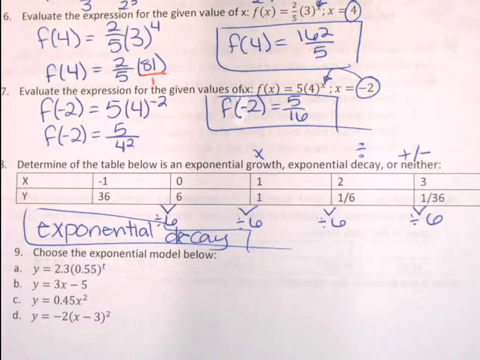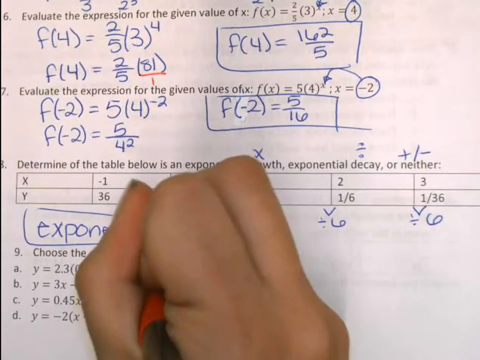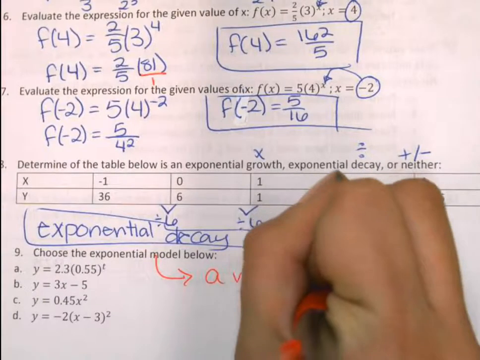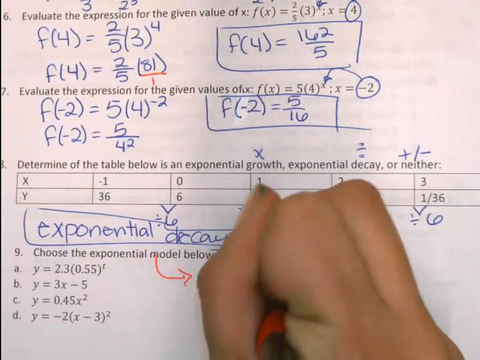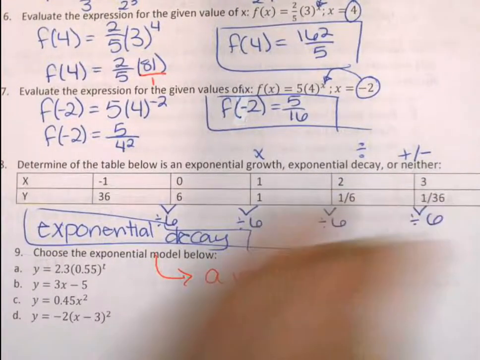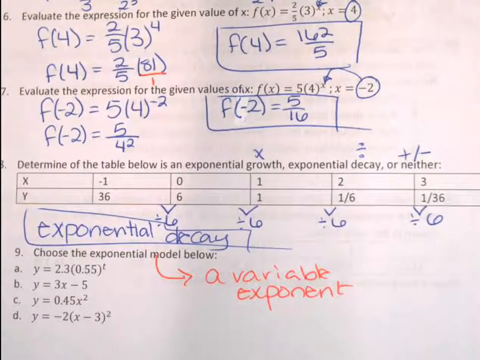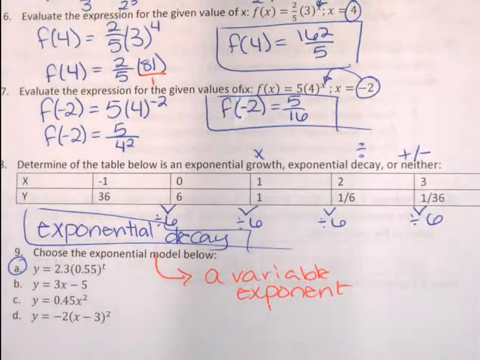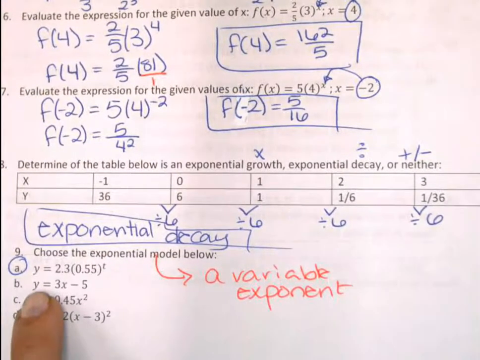On number 9, when it tells us to pick the exponential model below, this means I have a variable exponent. So I'm looking for things that have exponents that are variables. A has an exponent that's a variable, the t, and that's the only one. C and D are not exponential because they have a number exponent. Because they have a 2 instead of a letter there, it automatically disqualifies them. And then B doesn't even have an exponent at all.